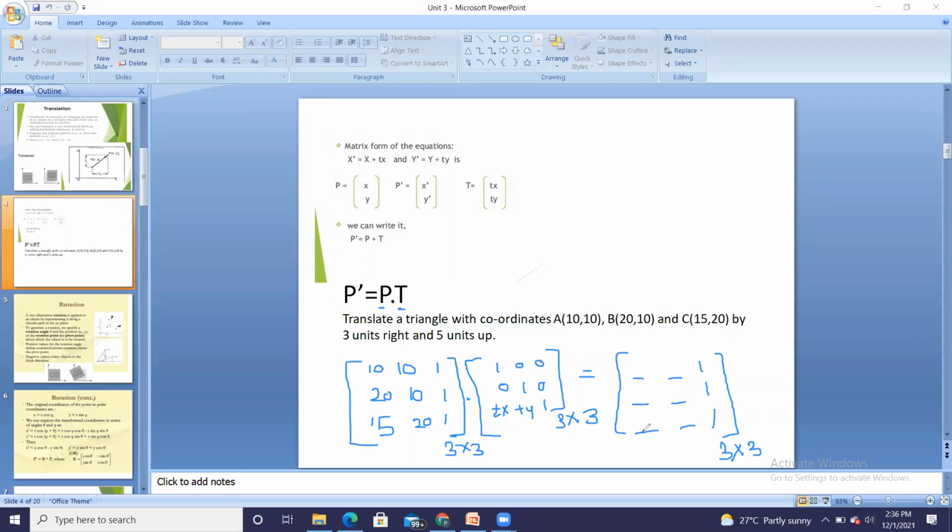Okay, is there any difficulty up to this point, girls? Is there any difficulty up to this particular point?